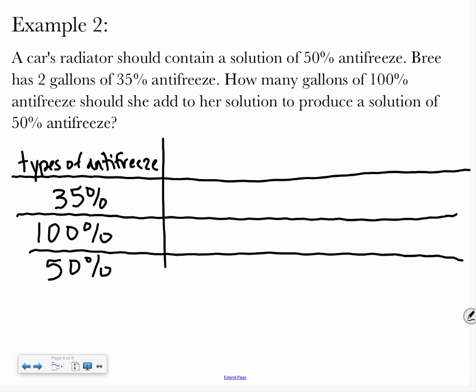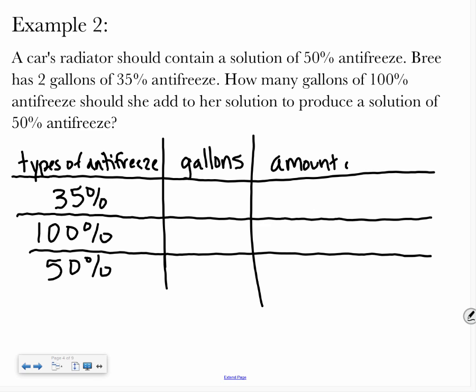So let's keep filling this out. All right, we know how many gallons Bree has, right? So one of my columns is going to be gallons. I'm really struggling with spelling today. Good thing I teach math, huh? Except I need to be able to write in all subjects. It's important. But gallons, and then this one's going to be a little bit different because there's a little bit less information. So the very last column I'm going to have is the amount of antifreeze.